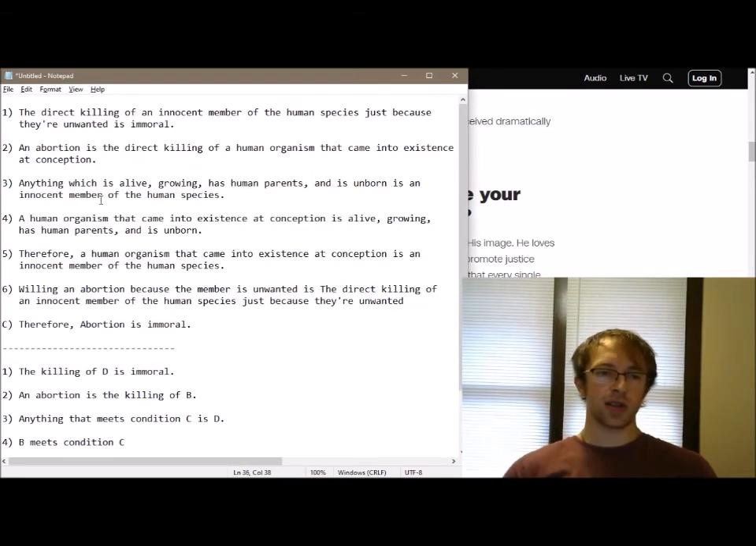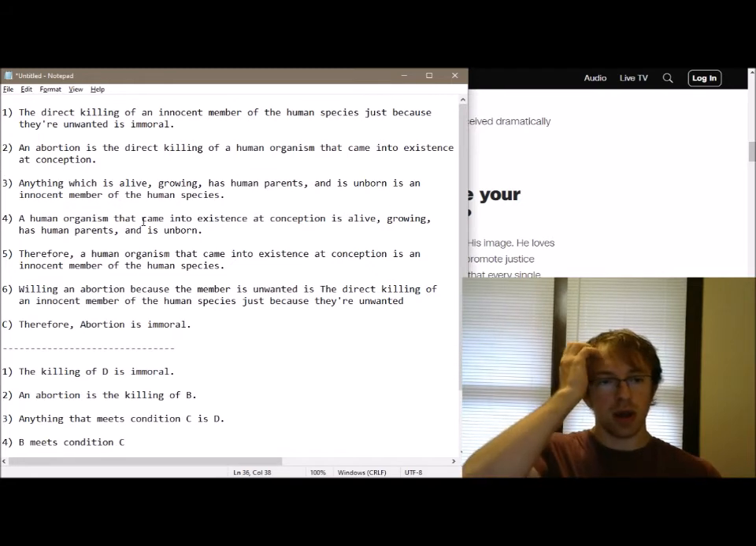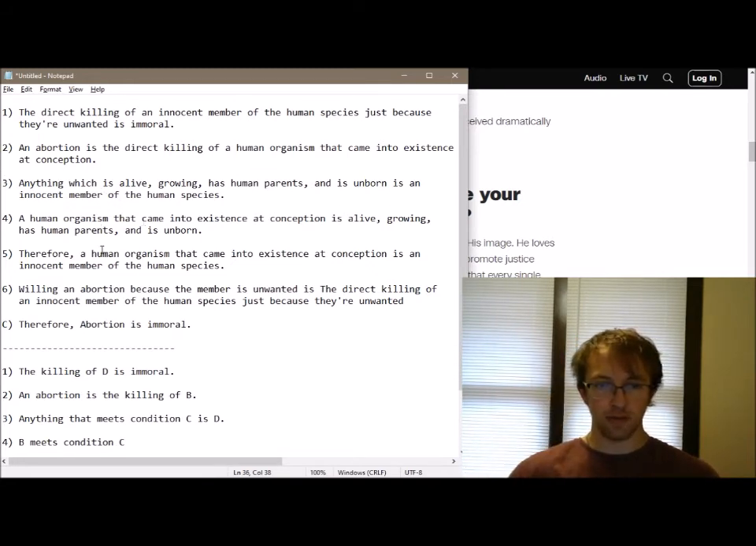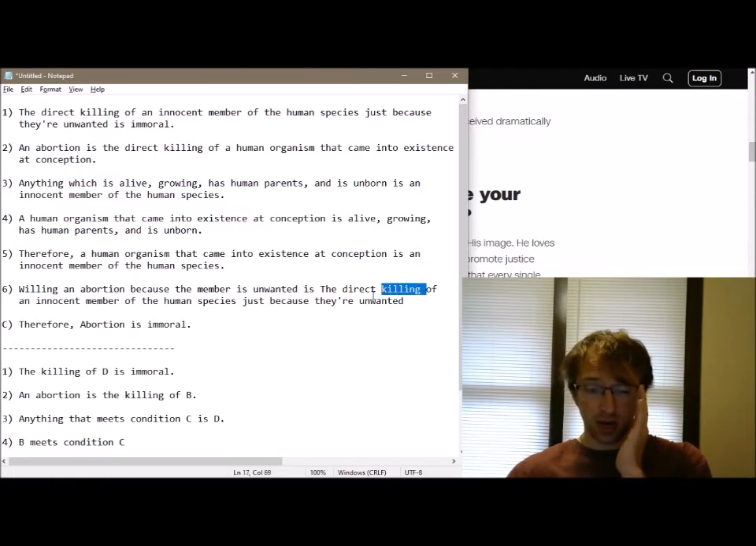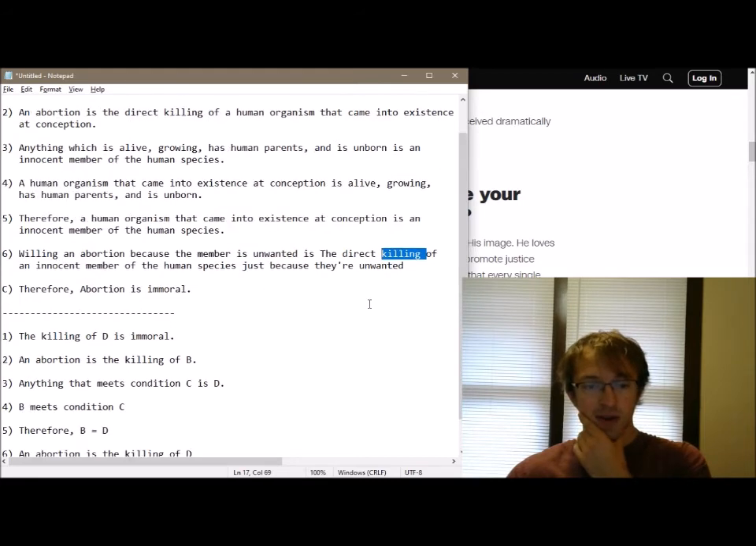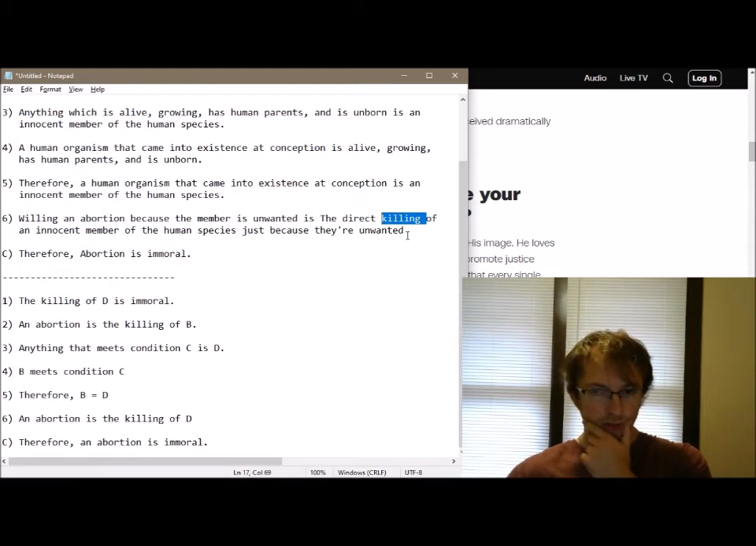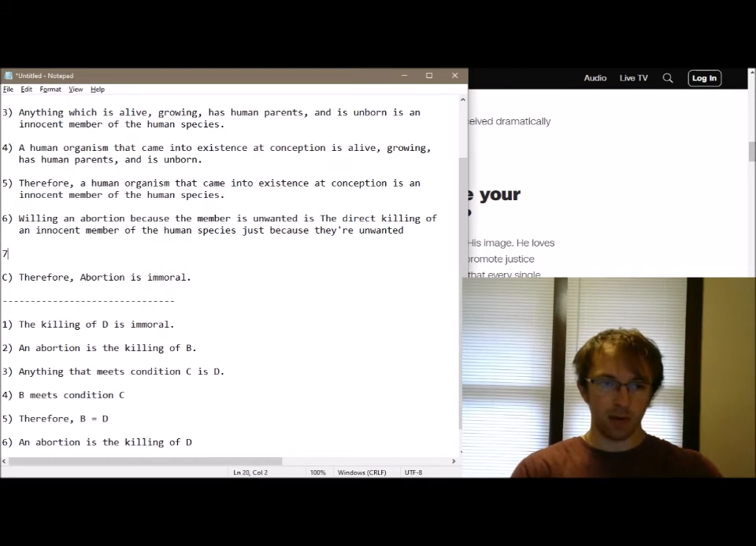Now you can always expand these things even more. You want to expand more. Someone might say, well, you got to find, again, look at your premises. Where will someone disagree? Okay, someone might disagree with abortion being killing, alright? They're going to say, no, abortion is not the killing of D because abortion isn't killing at all. So we can expand the argument more, right? We could add more premises. And in fact, this premise might come later now.